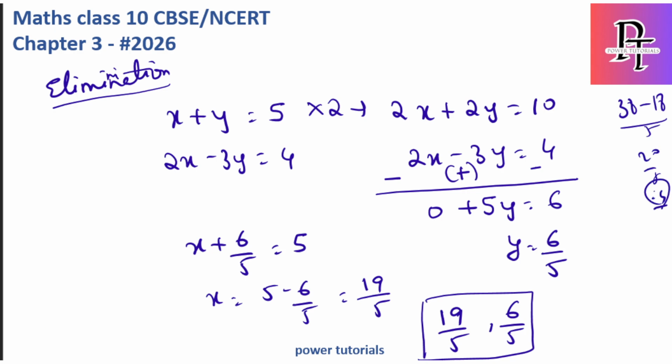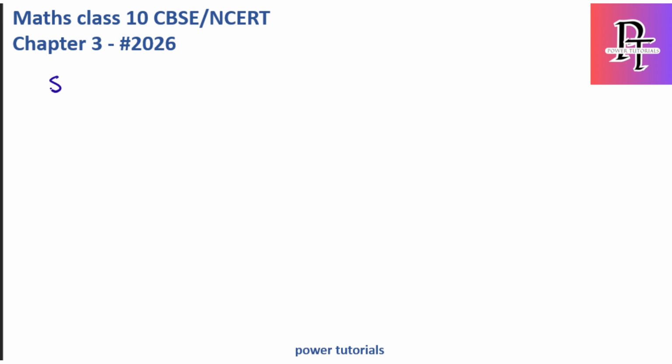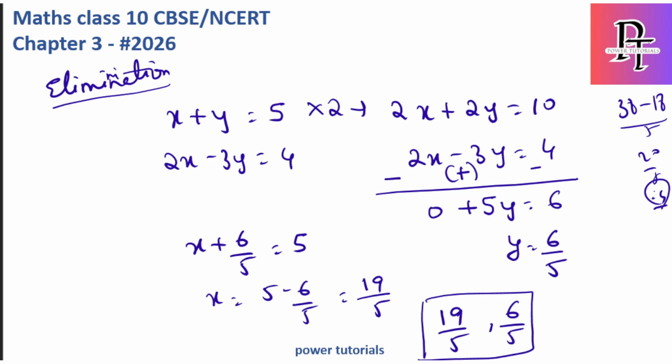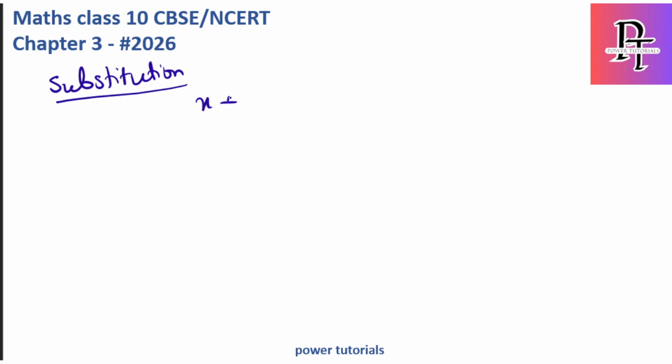Okay, now we'll do it using the substitution method. So what is the substitution method? The first equation, let's write it again. x plus y is equal to 5 and 2x minus 3y is equal to 4. Using this, I will get one variable in terms of the other variable. I will write x is equal to 5 minus y.